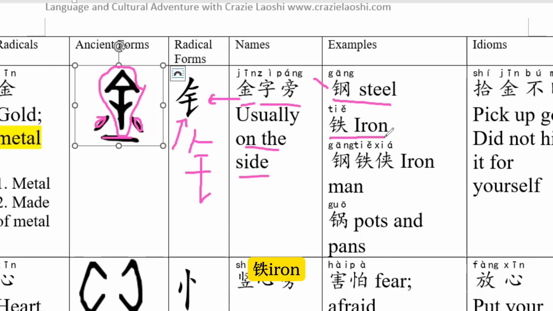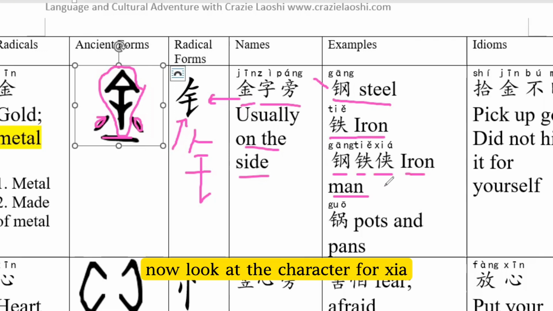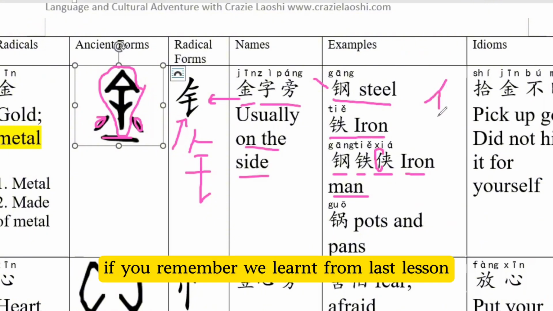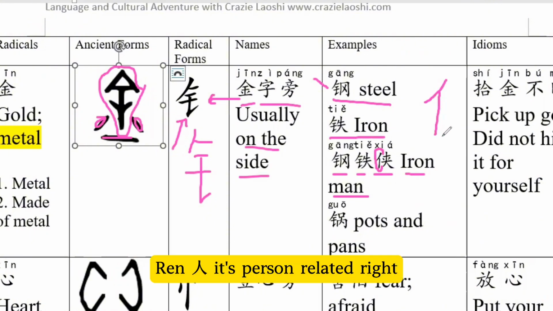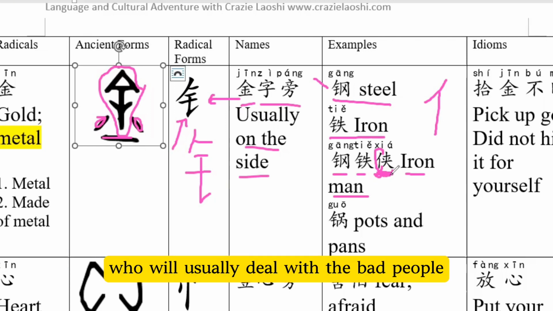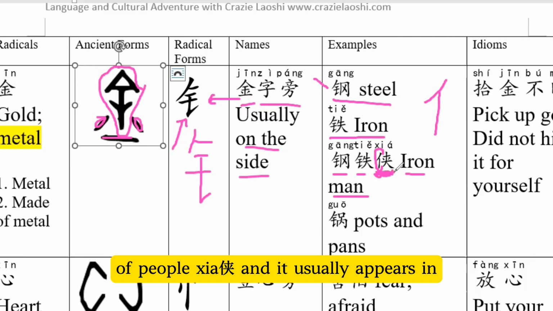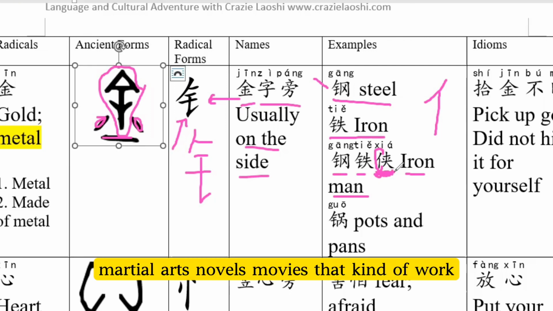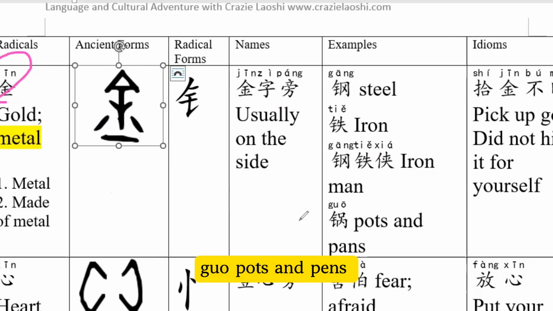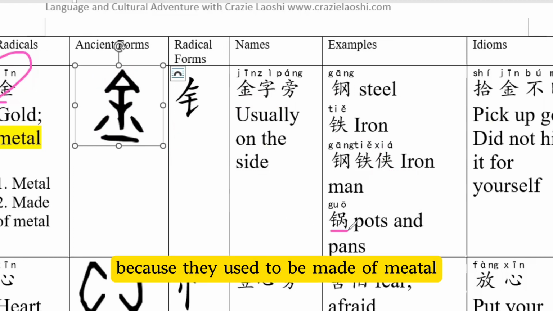钢铁 iron. 钢铁侠 iron man. Now look at the character for 侠. What does it have? If you remember, we learned from last lesson, 人, it's person related, right? So 侠 is a very Chinese word. It represents a group of people who will usually deal with the bad people and save the good people. Okay, we call that group of people 侠, and it usually appears in martial arts novels, movies, that kind of work. Or pots and pans, because they used to be made of metal.